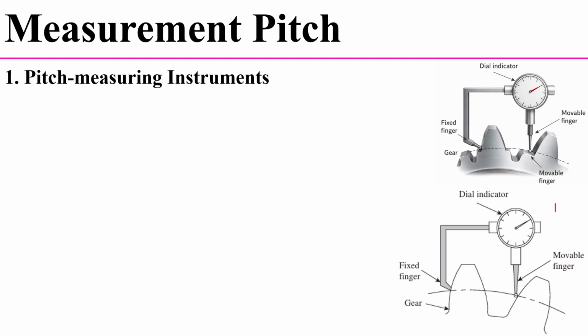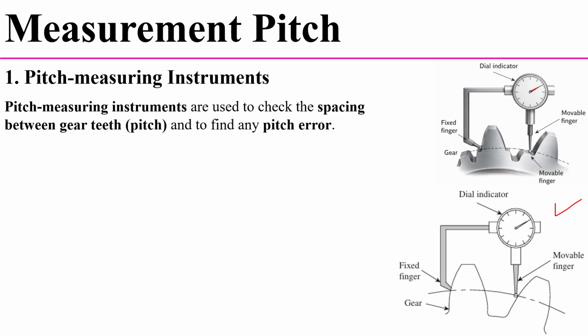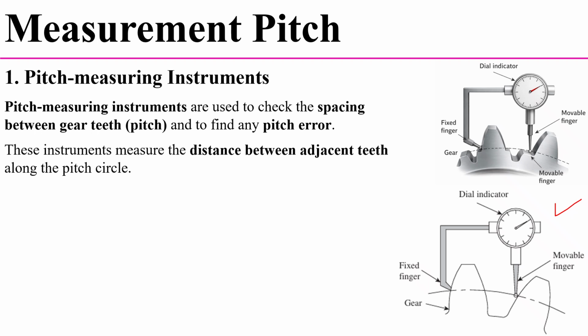This is the schematic representation of the pitch measuring instrument. Pitch measuring instruments are used to check the spacing between gear teeth and to find any pitch error. These instruments measure the distance between the adjacent teeth along the pitch circle. So in the schematic you have to observe here. By using this instrument, we measure the distance between the adjacent teeth along the pitch circle.